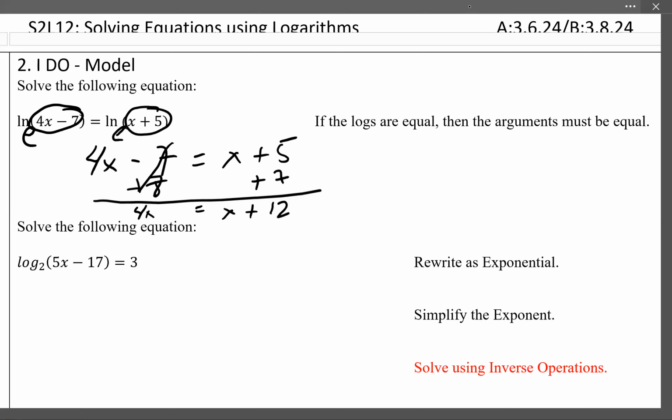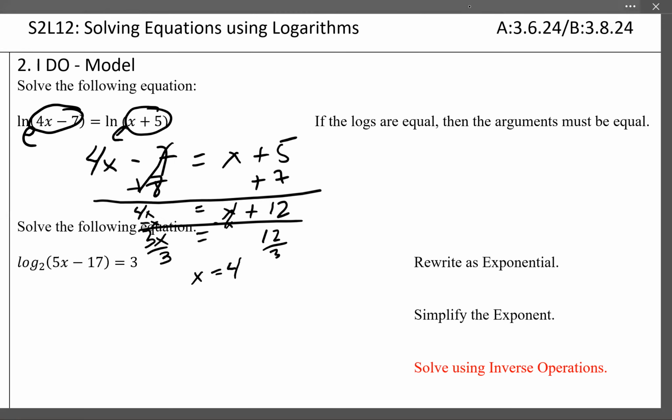That was add 7 to both sides. Sorry about the bad handwriting. And then we'll subtract x from both sides to get 3x equals 12. Divide both sides by 3, and get that x equals 4 for this first question on the I do. So again, we set the arguments equal to each other because the logs say that they're equal to each other. So I'm going to erase that to make room for the next problem.